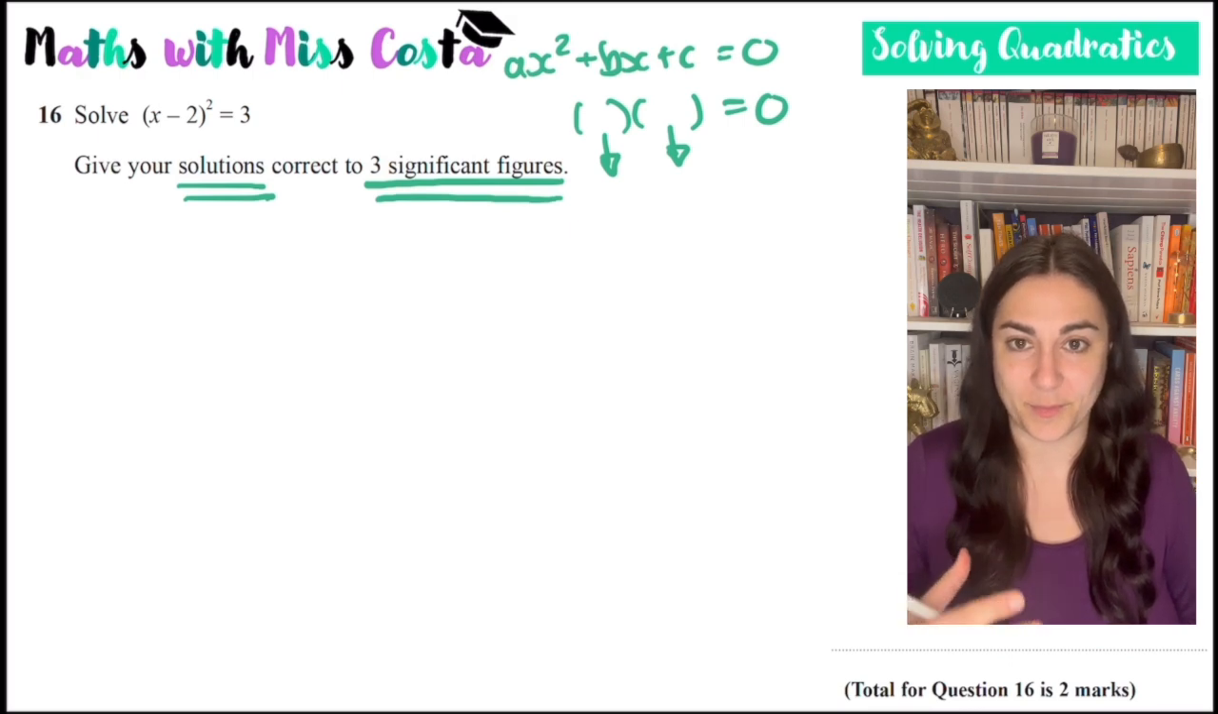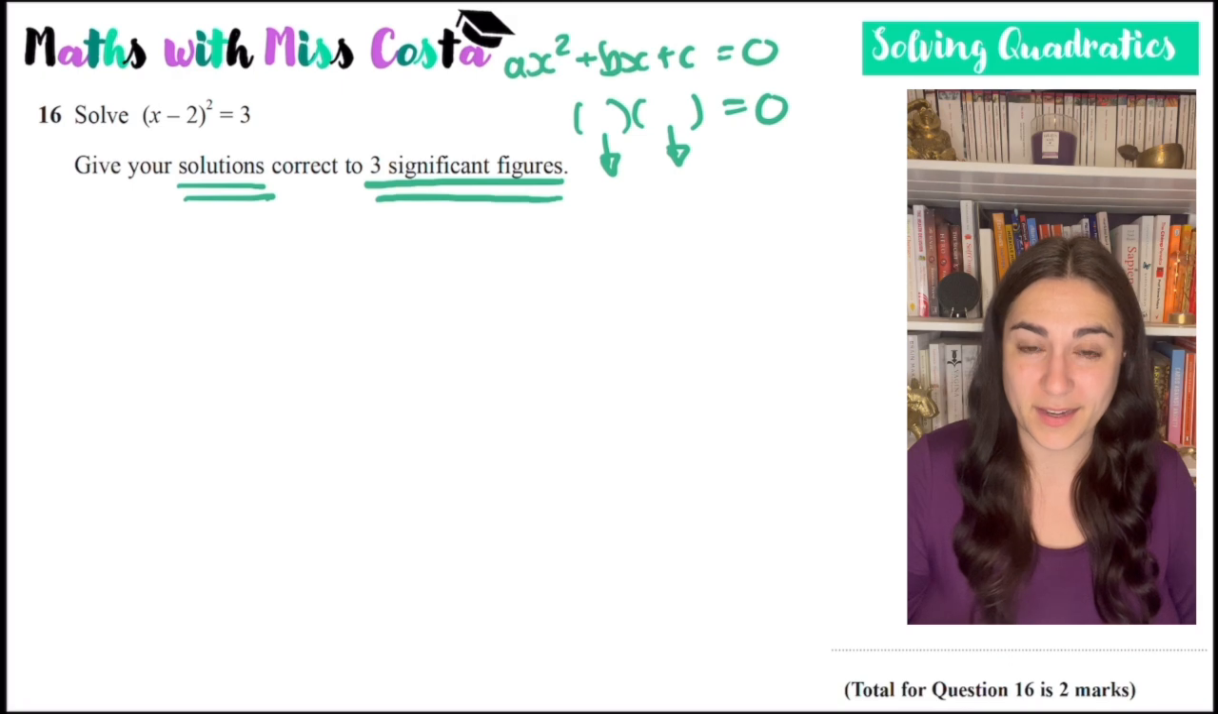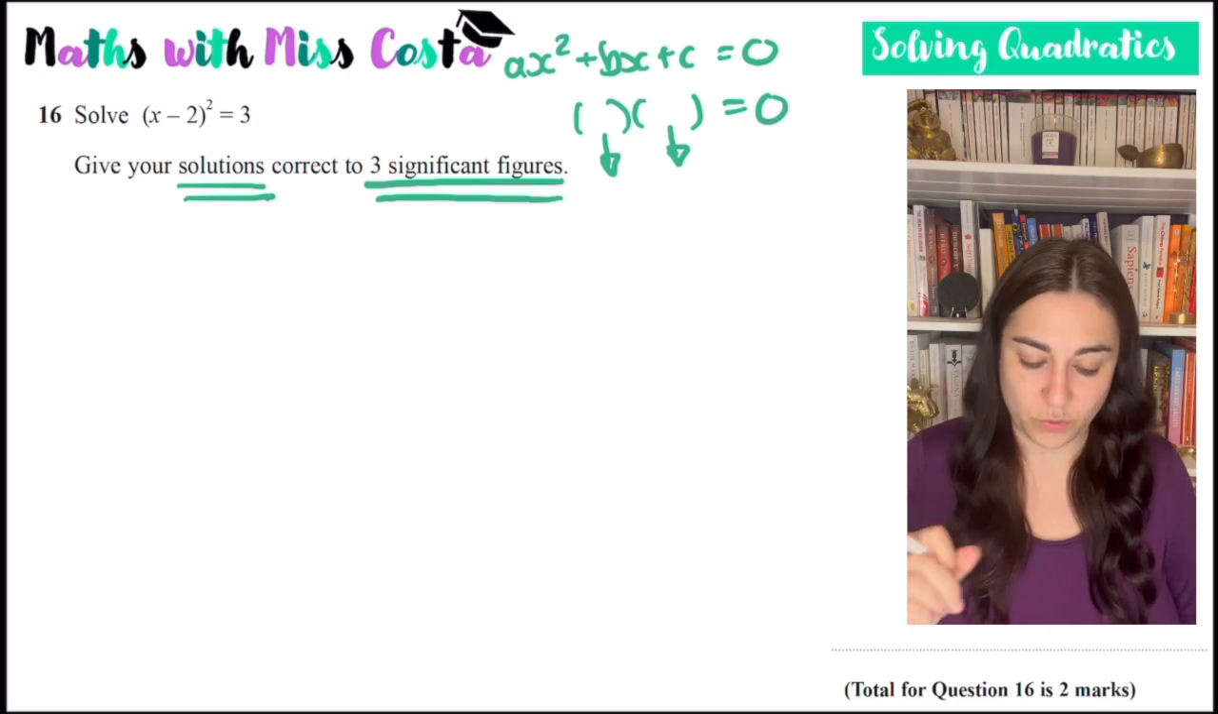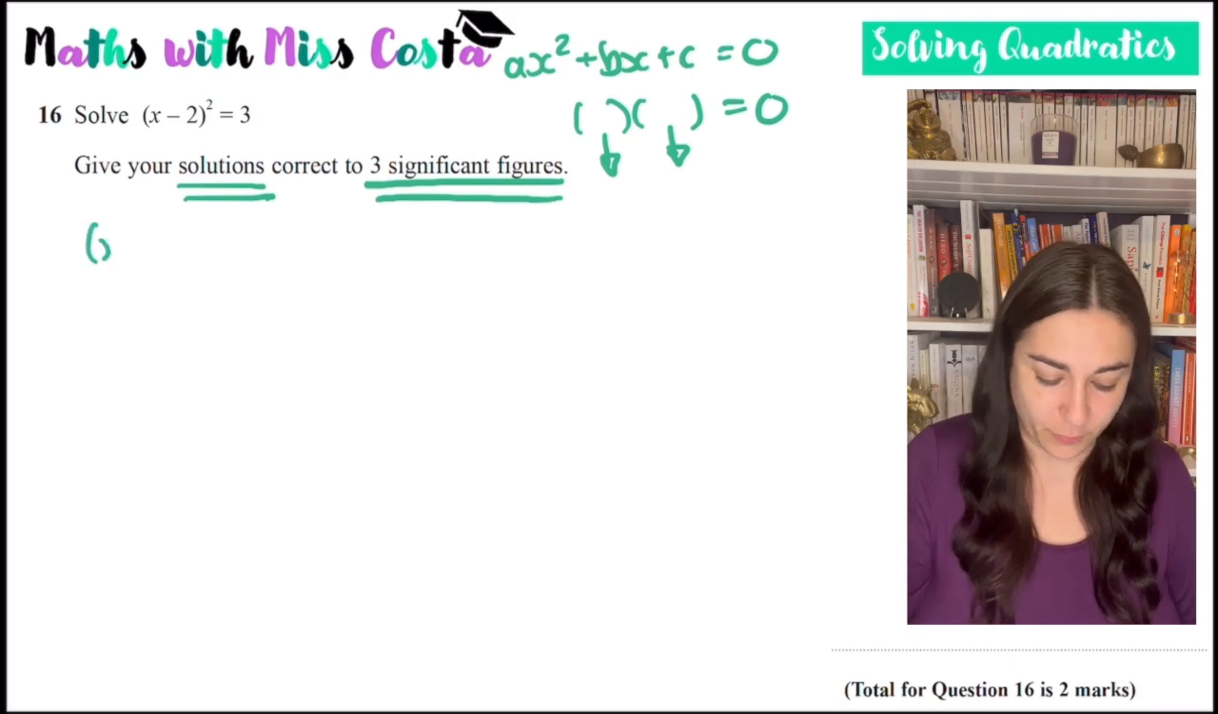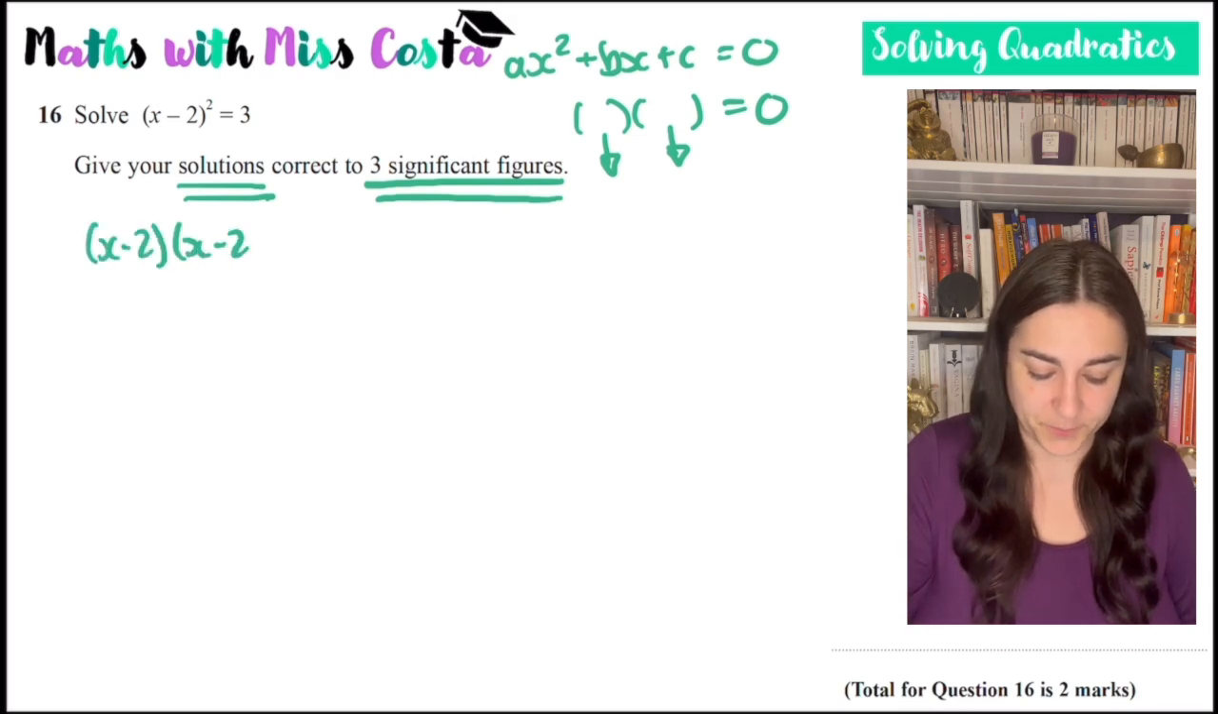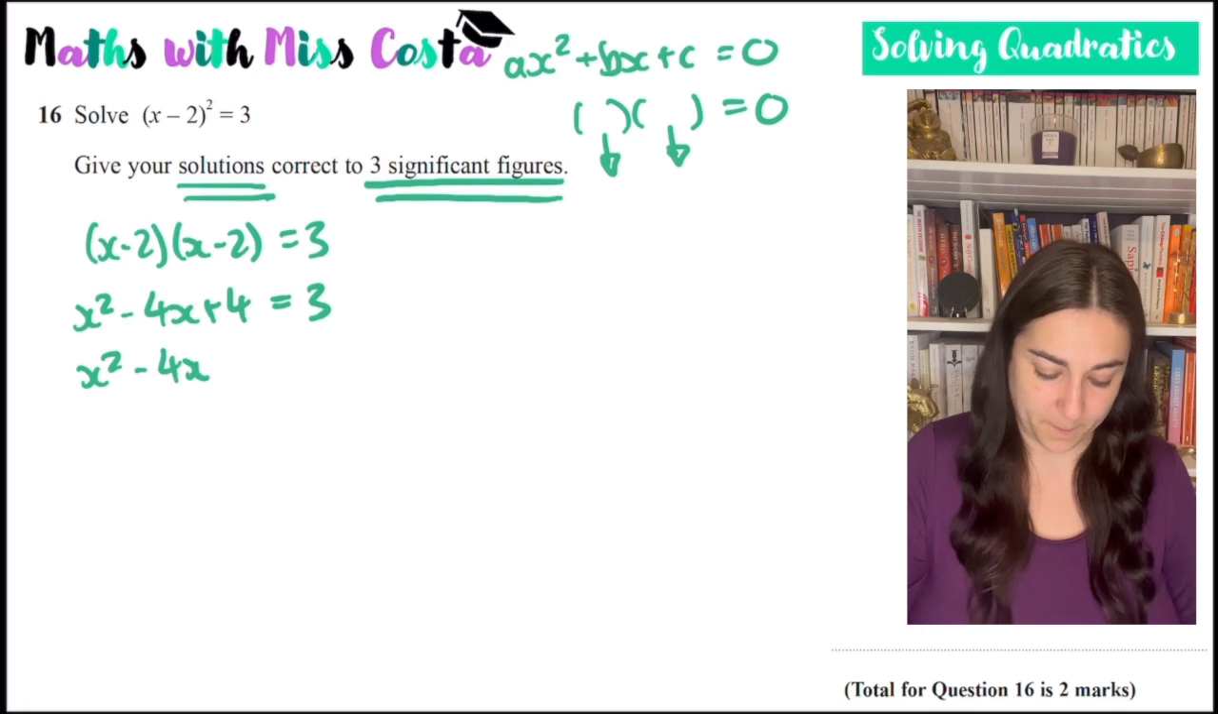Now, this I can tell, but maybe you can't. This isn't going to be a solution that you can factorize. You're either going to have to use a quadratic formula or do it another way, but I'll just show you. So if we expanded it, x minus 2 squared equals 3. So that would be x squared minus 4x plus 4 equals 3. Therefore, x squared minus 4x plus 1 equals 0.